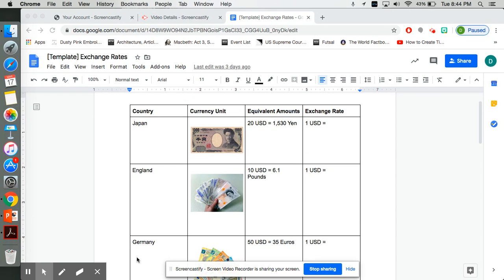We're going to be learning about currency exchanges. This is an important skill because when you travel to another country, they have different money, and different money is worth different than our US dollar.